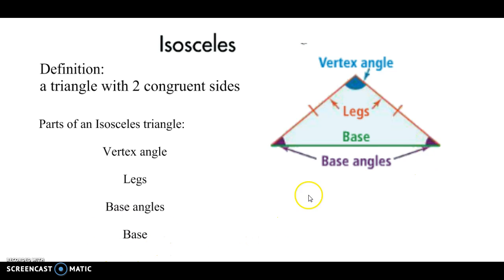And then the base itself is the one side that's not congruent to the other two. So you'll notice that the base angles are on either side of the base. So the base is the included side of the base angles.